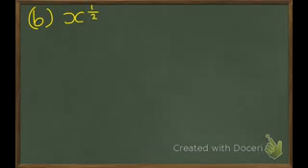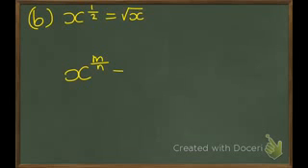Part B. We are asked to simplify x to the power of a half. Now, this is a very simple expression. You should be able to use it instantly, but you should know that this is equal to the square root of x. And how did I get that? Well, the law: x to the power of m divided by n is equal to the nth root of x to the power of m.